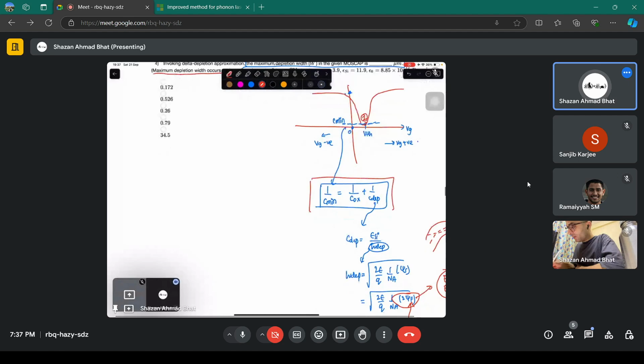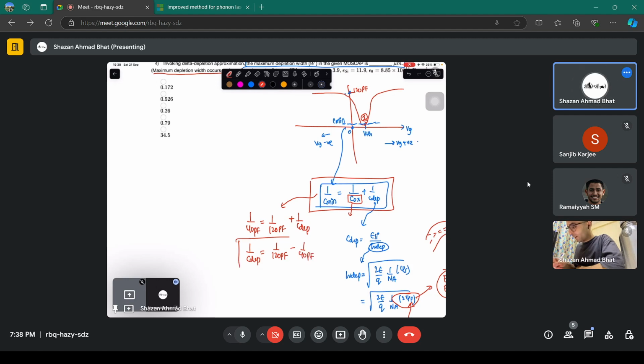directly using this equation, you can write 1 by C min as the oxide capacitance, which is given in the figure, this value 120 picofarads, plus C depletion. What is C depletion? This is given, 40 picofarad. So 1 by C depletion will be 1 by 120 picofarads minus 1 by 40 picofarads.